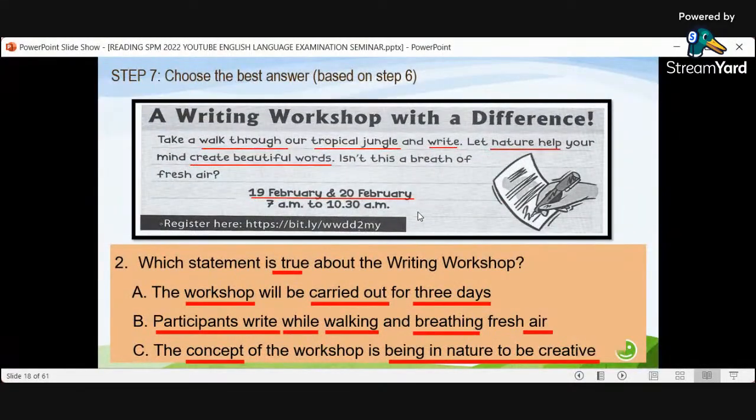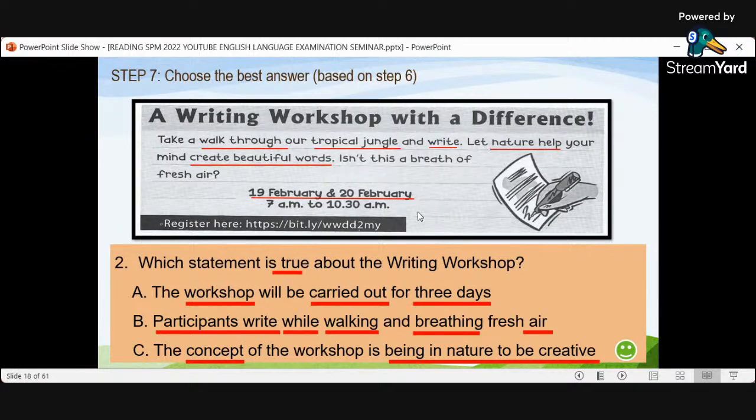So the answer would be C because they say take a walk through a tropical jungle and write, let nature help you. I don't think you write while you're walking and breathing. It's just that you walk through the tropical jungle and you get ideas. You might jot down the ideas and then maybe you sit down somewhere in the jungle and write. Compared to B and C, C is a better answer than B because the concept of the workshop is for you to be in nature, to be creative. Right, that's how you answer the question.